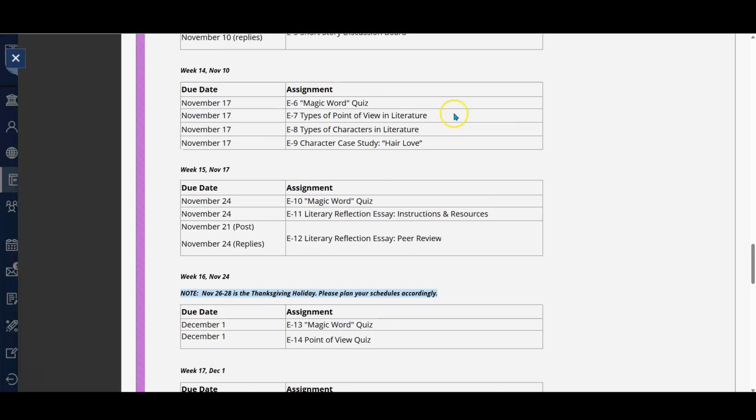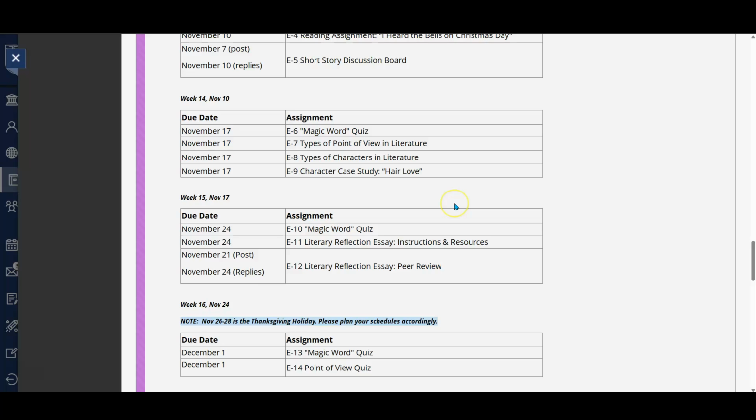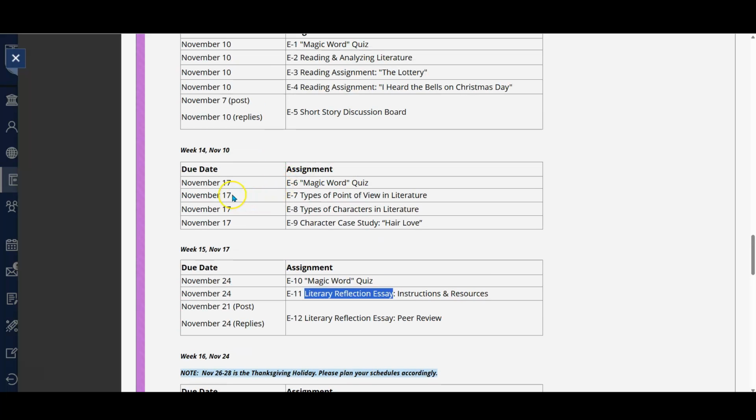So last week we've been learning. We've read some short stories and learned about points of view and types of characters and stuff like this. And this week we get to learn about our final paper we're going to be writing, which is the literary reflection essay. So let's do that, shall we?